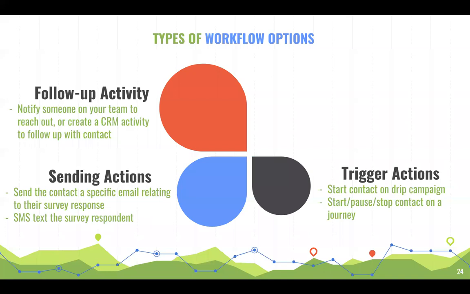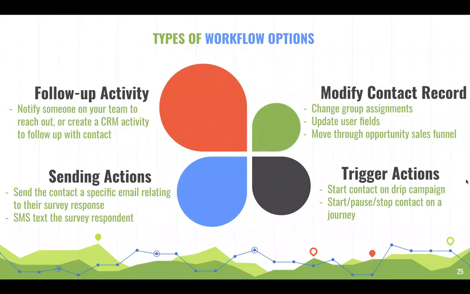The trigger actions within the workflow are associated with moving the contacts and starting them on something new. So you can trigger them to start on a drip campaign that you have set up, which is a sequence of emails within a group. You can also start, pause, or stop a contact on a specific journey that you have set up. The journeys are a bit more of the customization of the path that you want to send the client down, where the drip campaigns are more of a structured set of emails to send out.